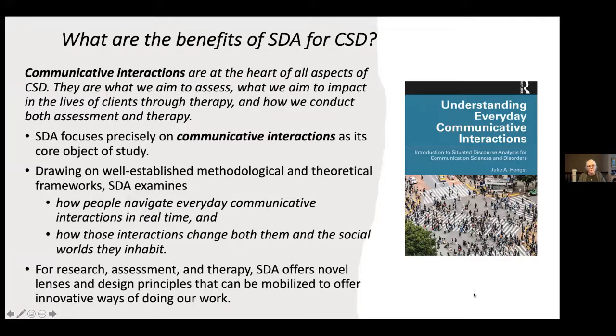So what are the benefits of using SDA for communication disorders? Well, fundamentally, communicative interactions are at the heart of all aspects of CSD. Communicative interactions are what we aim to assess, what we aim to impact through our therapy, and how we conduct both assessment and therapy. And SDA then focuses on communicative interactions as its core object of study. It draws on well-established methods and theories to examine how people navigate everyday communicative interactions in real time, and how those interactions shape both the people and the social worlds they inhabit.